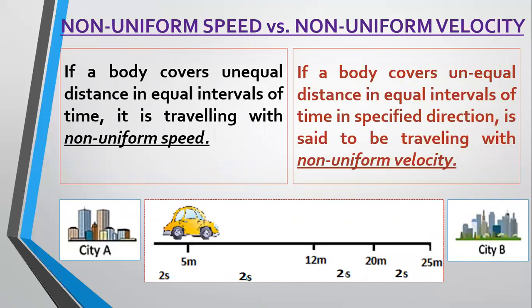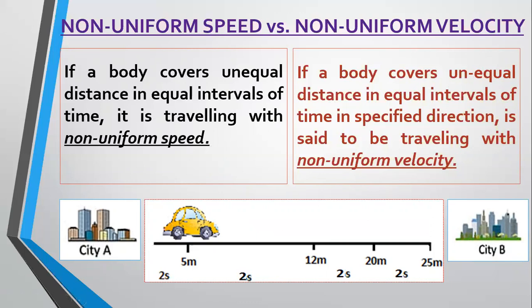If a body covers unequal distance in equal intervals of time, it is traveling with non-uniform speed. And if a body covers unequal distance in equal intervals of time, but in specified direction, it is said to be traveling with non-uniform velocity. So again, if you see the magnitude, unequal distance in equal intervals of time. However, non-uniform speed does not require direction. Over here, velocity involves direction.